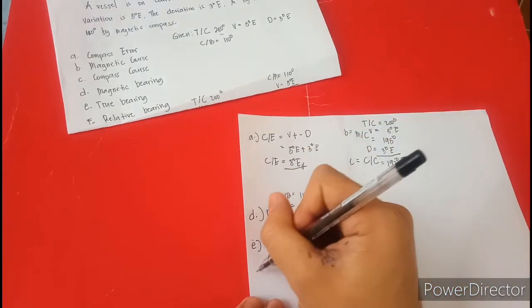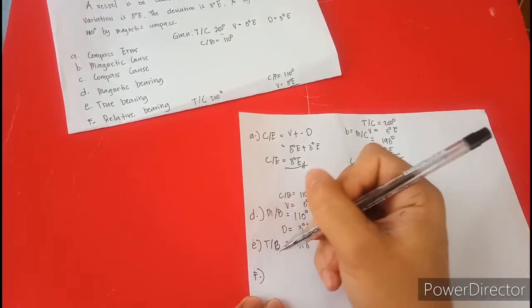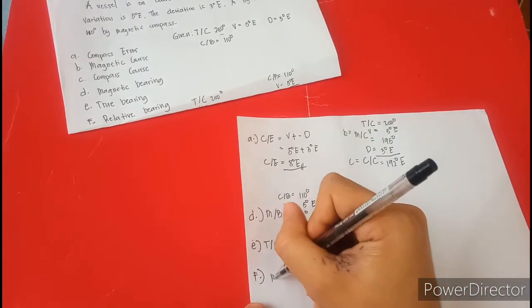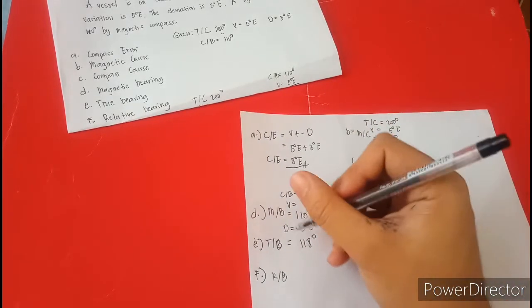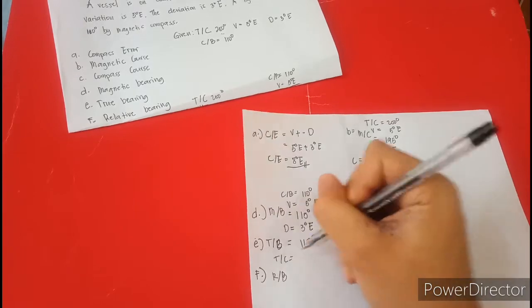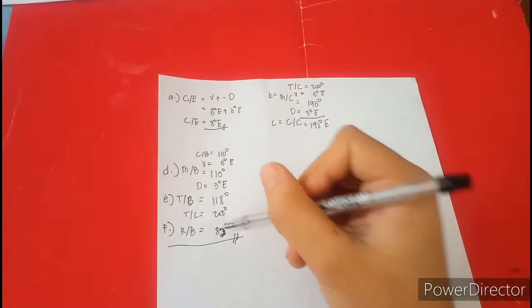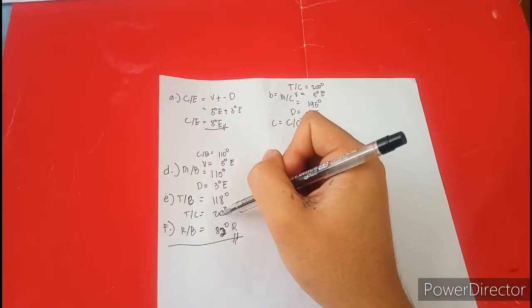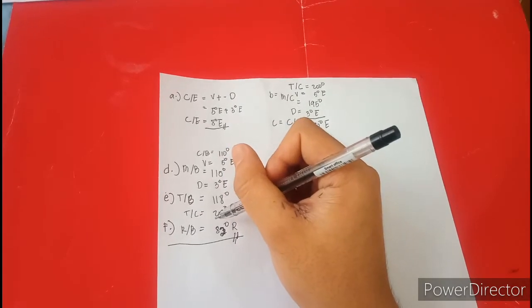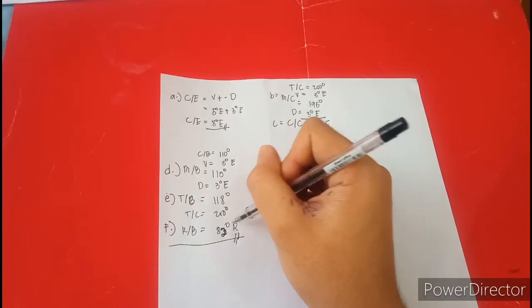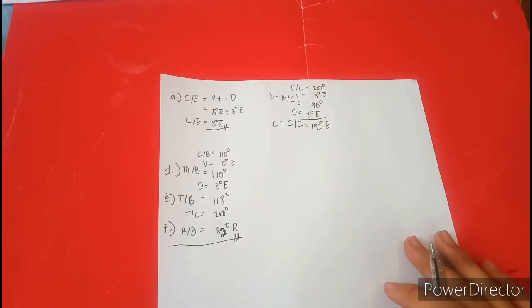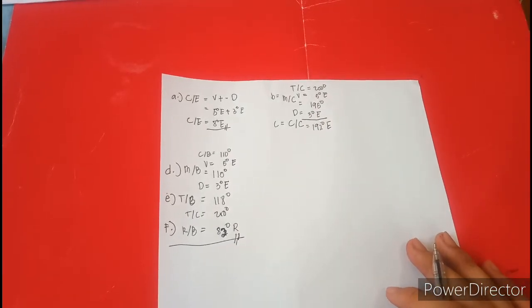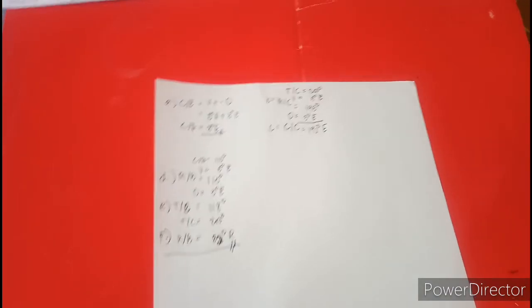Now, to solve for the relative bearing, we use the true course, which is 200 degrees. So 118 minus 200, therefore the relative bearing is 82 degrees relative. So that's how you solve for the true course, magnetic course, and the compass course.